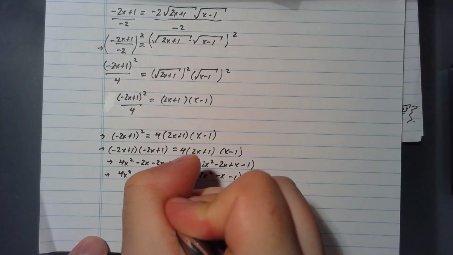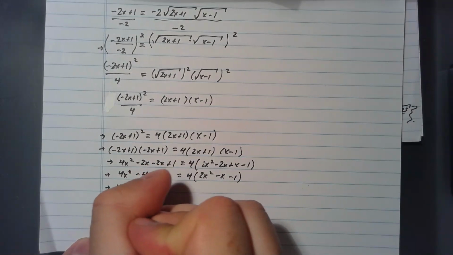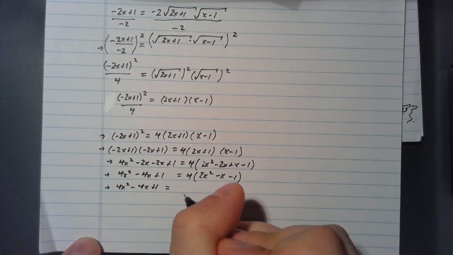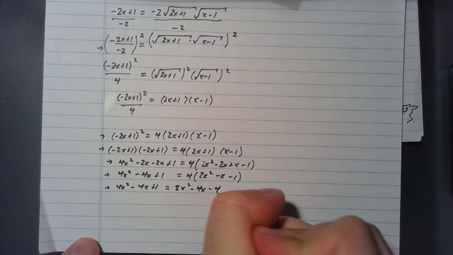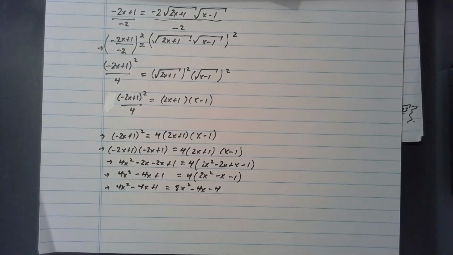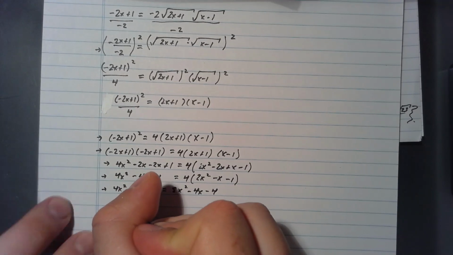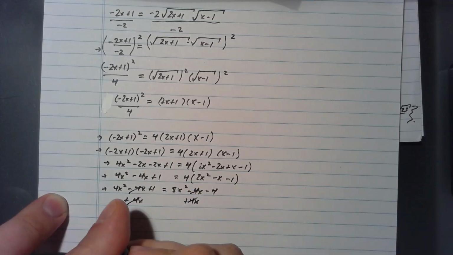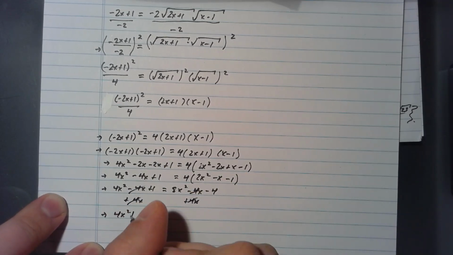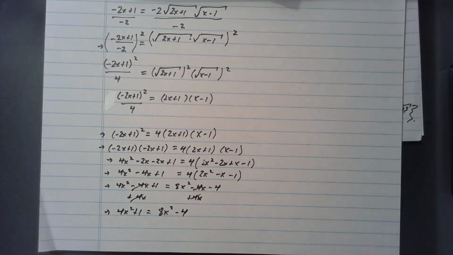4x squared minus 4x plus 1. Distribute the 4 over here. So you're going to get 8x squared minus 4x minus 4. We're almost done. So I want to bring everything to one side here. And if you notice, if I add 4x to both sides, the 4x's cancel. So I'm left with 4x squared plus 1 equals 8x squared minus 4.